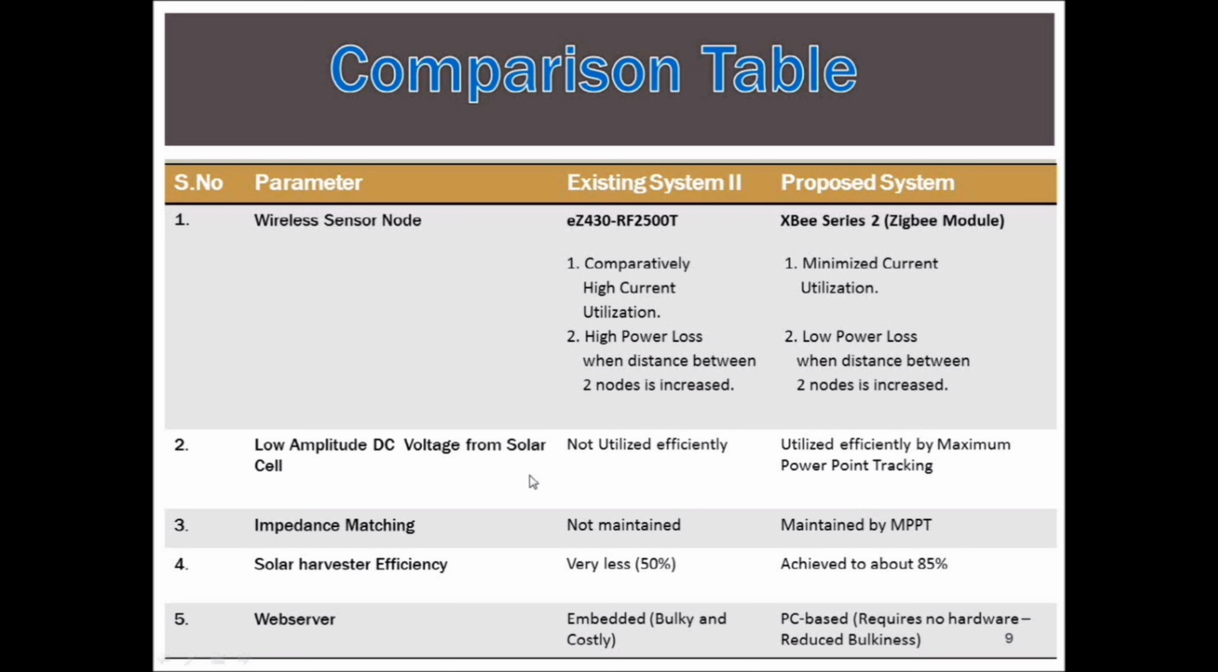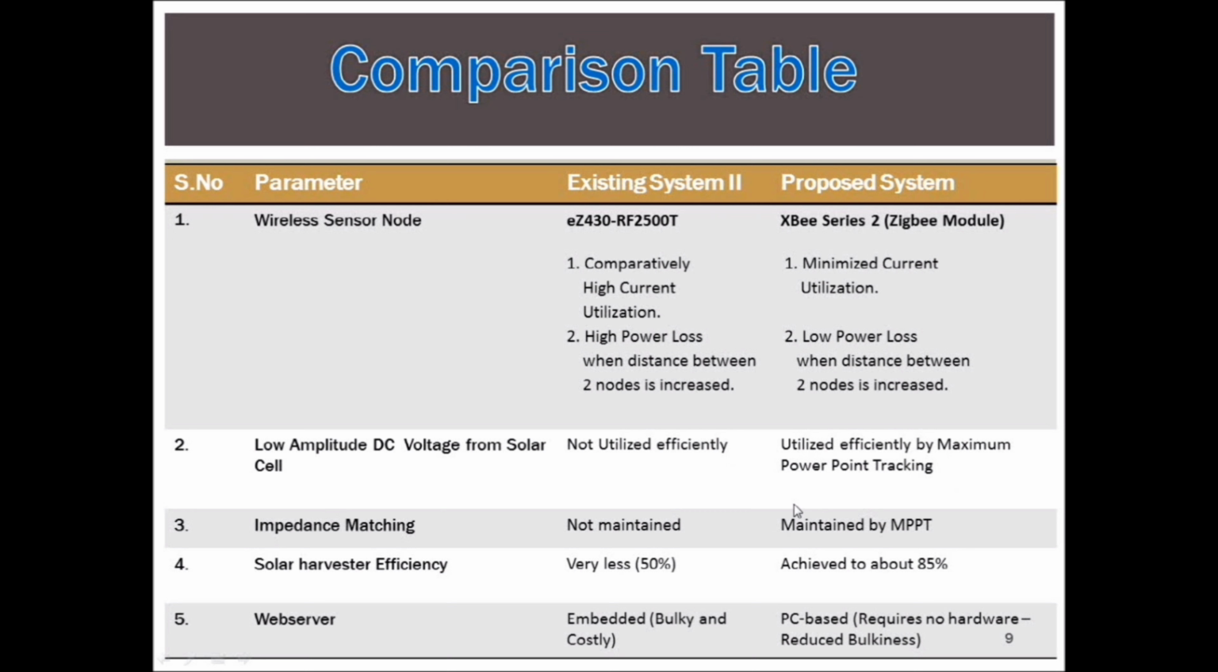The second main comparison is related to the low amplitude DC voltage from the solar cell. During dim light conditions, this low amplitude DC voltage is not properly utilized by the existing system, whereas due to the implementation of optimized solar energy harvesting system, this low amplitude DC voltage is properly utilized by the proposed system, and because of that, impedance matching is maintained.